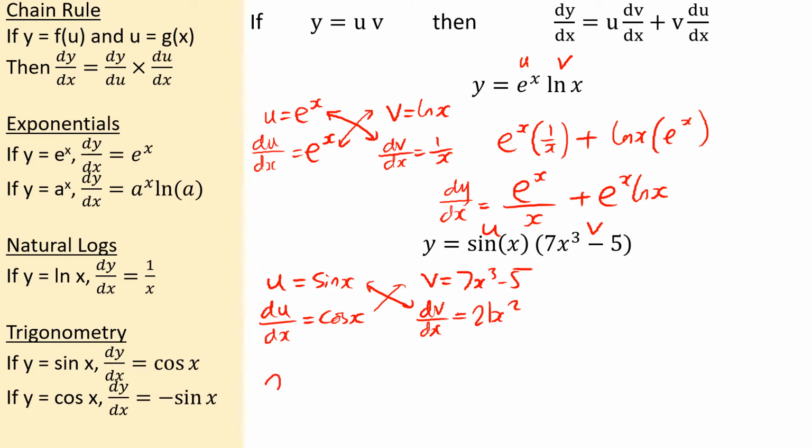So our u dv dx would give us, it's actually right that this is dy dx we're finding. Our u dv dx will give us 21x squared sine x, and our v du dx would give us 7x cubed minus 5 lots of cos x. Okay, good, let's move on.